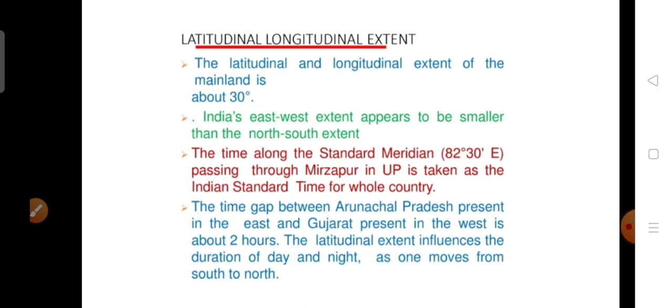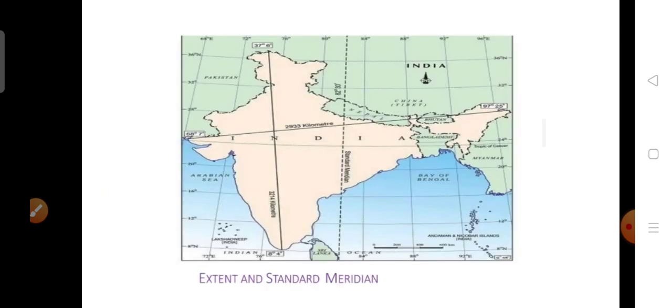The latitudinal and the longitudinal extent of the mainland is about 30 degrees. Means if we count the total number of latitudes from the northernmost part of India, from Jammu and Kashmir to Kanyakumari, we will find that approximately 30 latitudes are passing through India. Similarly, when we count the number of longitudes which are passing through India from the eastern part to the western part of India, we will find that there are approximately 30 longitudes passing through India.